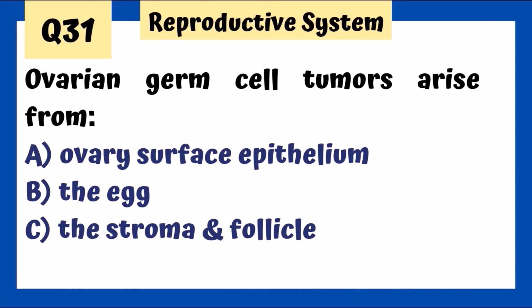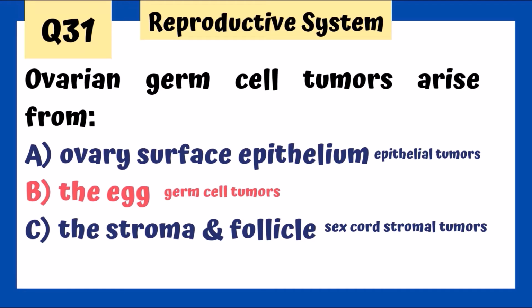Question 31. Ovarian germ cell tumors arise from the egg, right? We see the egg is what leads to the germ cell tumors, the ovary surface epithelium leads to epithelial tumors, and the stromal follicle leads to sex cord stromal tumors. Let's just remind ourselves that the epithelial tumors are the most common type, and these are typically serous or mucinous. And what we do is we look at grossly, and if it's watery, it's usually serous, and if it's mucousy, we call it mucinous. Of course, we can also see these features under the microscope.